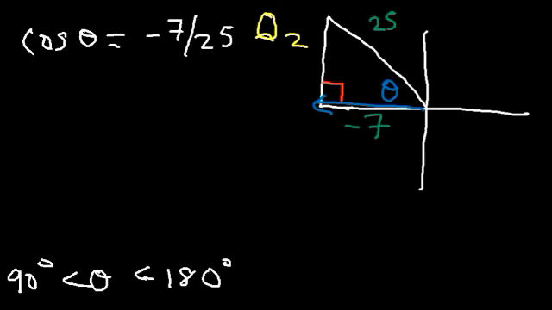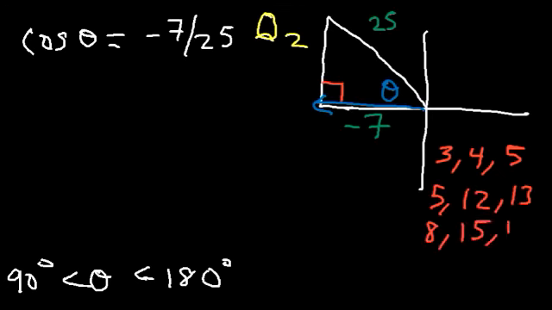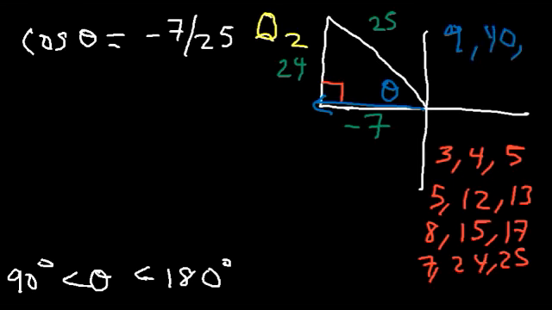So now what's the missing side? You need to know your special triangles. So we went over the 3, 4, 5 triangle. The next one is the 5, 12, 13 triangle. And there's the 8, 15, 17 triangle. And the 7, 24, 25 triangle. So the missing side is 24. There's some other special triangles too. I've seen like the 9, 40, 41, and also there's the 11, 60, 61 triangle.